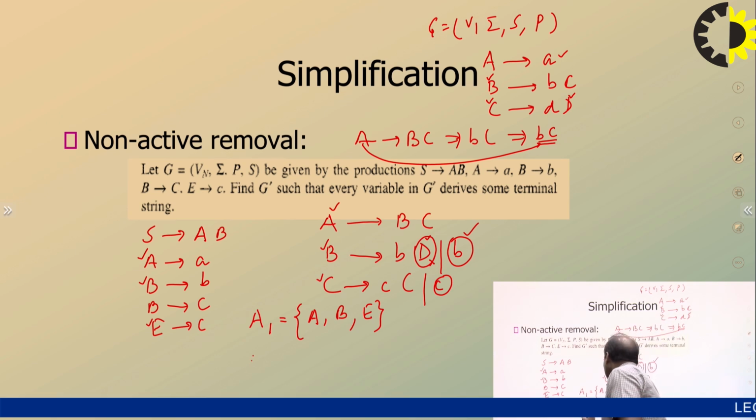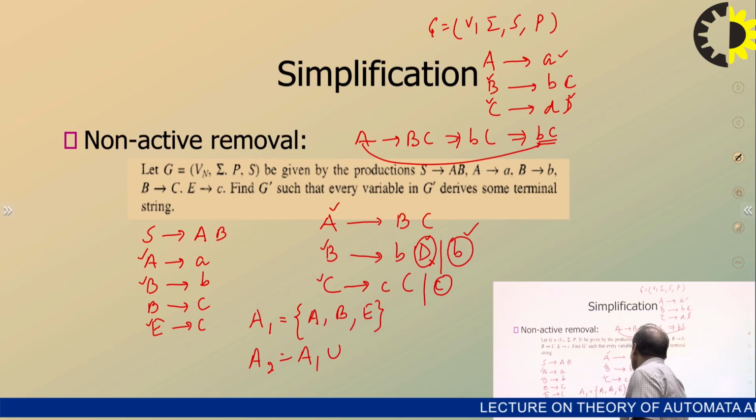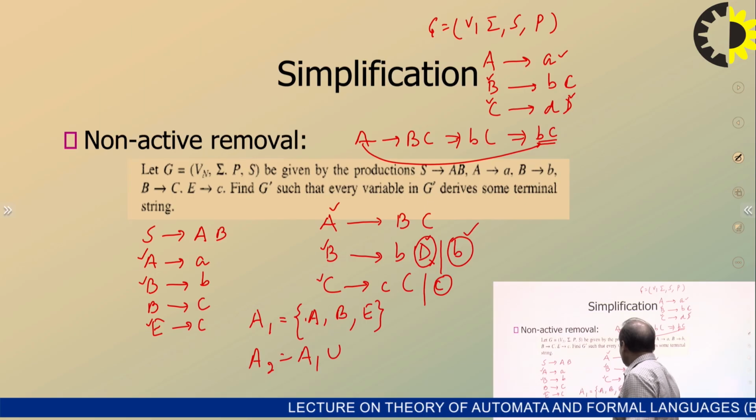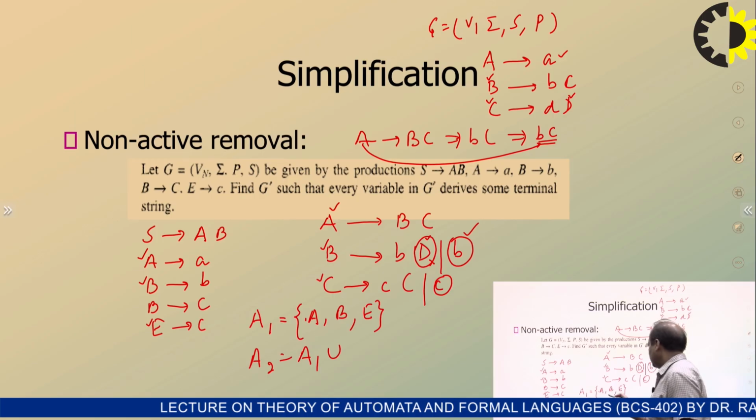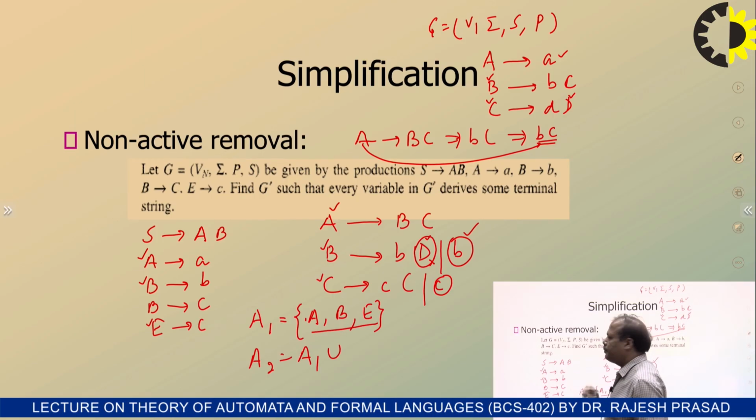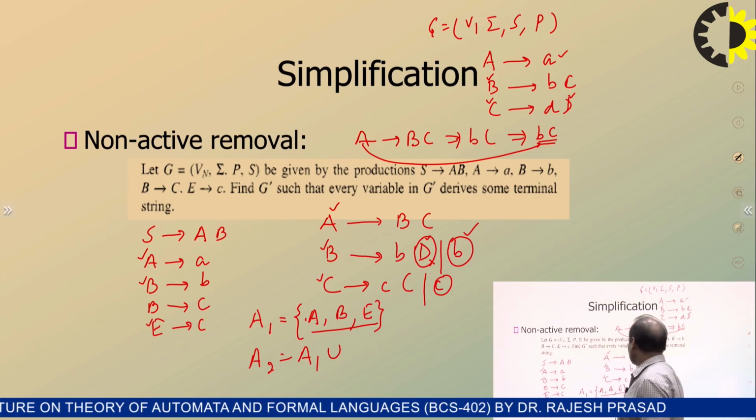Now, in order to get the active variables A2, A2 is basically A1 union any variables whose right-hand side contains only A, B, E. Are you getting my point? If they are in the right-hand side, include the left-hand side variable also. Look here.